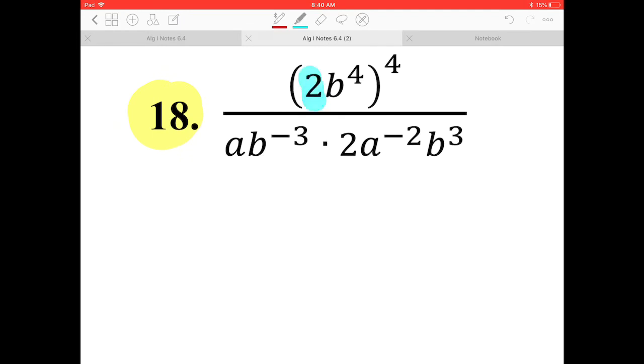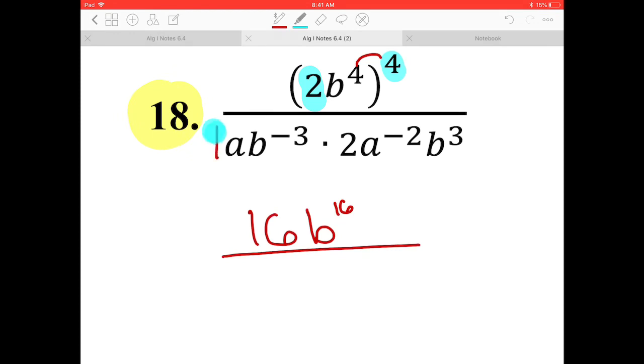So in the numerator, 2 to the 4th power is 16. And then for the b, 4 times 4 is going to be 16. So b to the 16th power. And in the bottom, let's see, the coefficient here is 1. So basically 1 times 2 is going to be 2. For the a's, we have 1 and negative 2. So 1 plus negative 2 is negative 1.